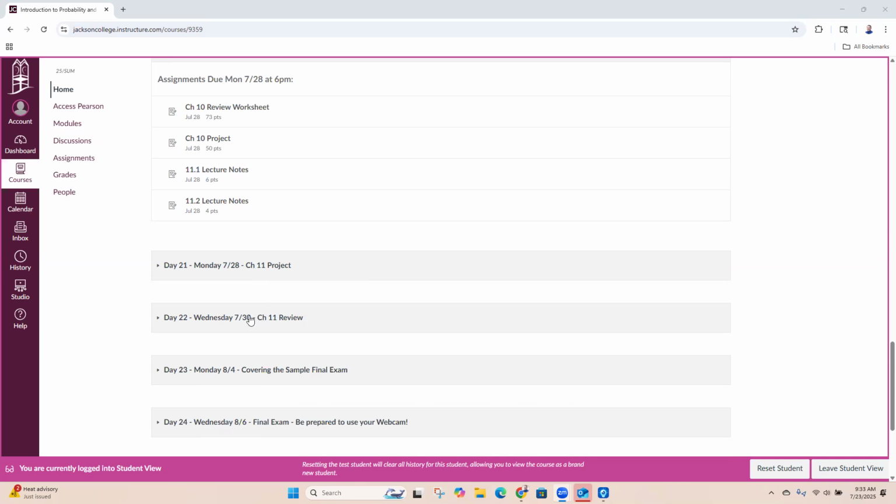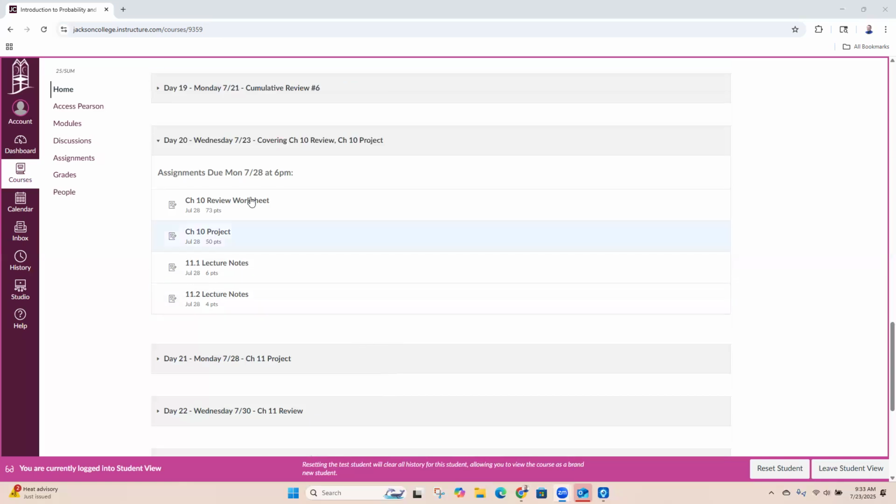Monday we're going to do the Chapter 11 project, then the Chapter 11 review, and then we are going to work on the sample final exam. The final exam is on August 6th. I'll be sending out a survey to ask if you're taking it with me versus taking it in the testing center, just like with the midterm. We'll probably talk a little bit more about what to expect on the final exam on Monday.